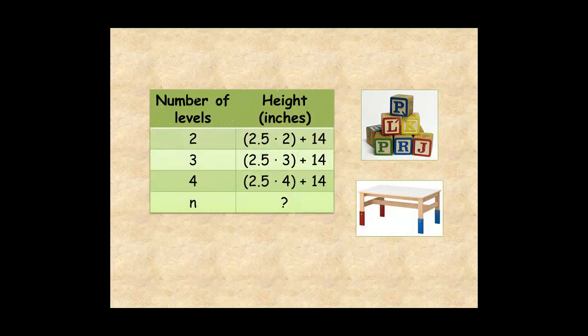You can also write expressions that model a relationship in the real world. 2.5-inch children's blocks are stacked on top of a 14-inch play table. This table shows the total height for different levels of blocks. An expression for the height of n levels of blocks is 2.5n plus 14. That is, 2.5 inches for each block times the number of levels added to 14 inches, the height of the play table.